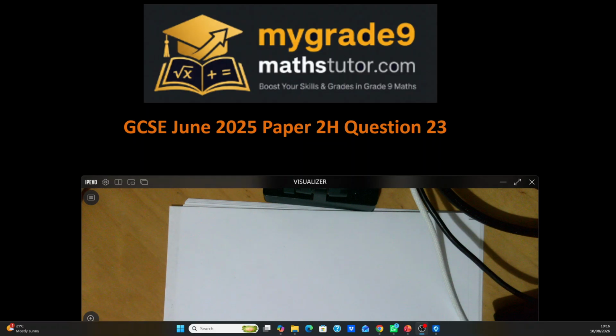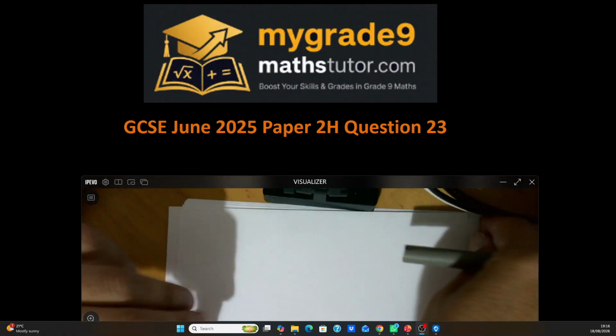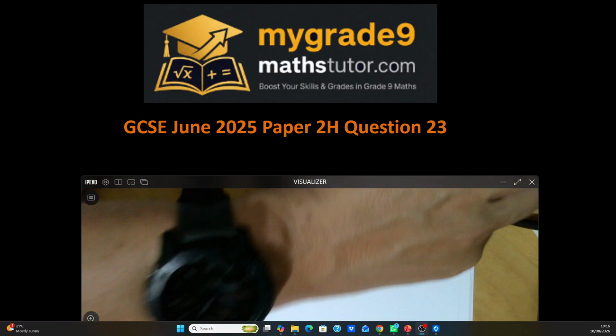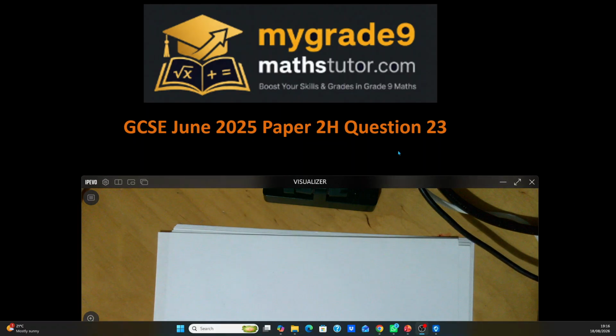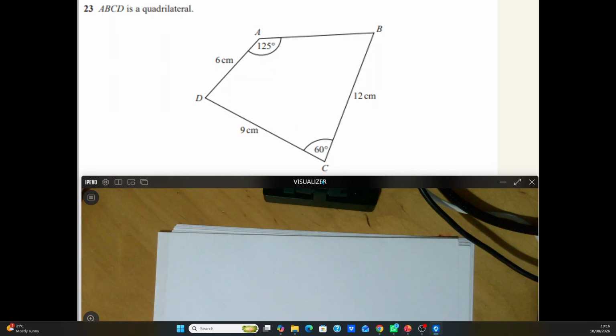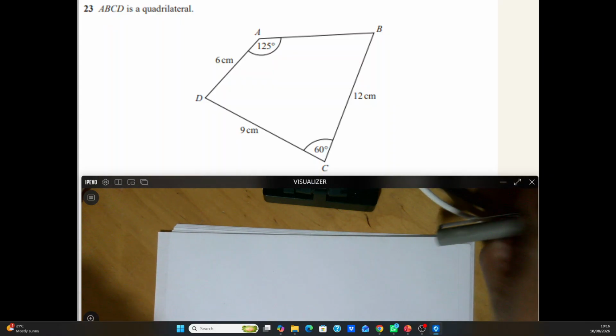A walkthrough of June 25, paper 2H, question 23. But you should be looking, if you haven't had a go at the question, as soon as you see the question, stop and have a go. The important thing about learning maths is doing maths and getting feedback on what you've just done. So this is the question. If you haven't had a go, pause it. I would suggest you get a mark scheme up for the question if you haven't already, if you haven't seen this question.